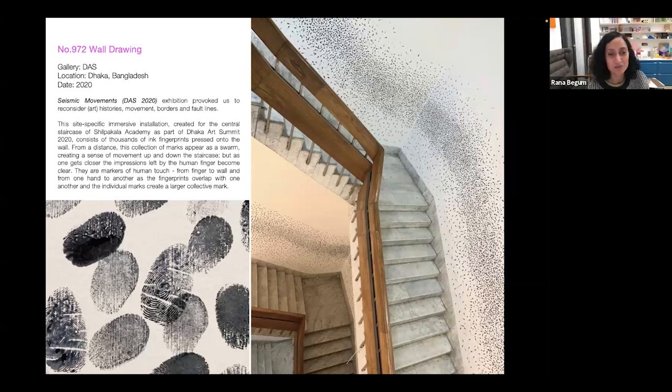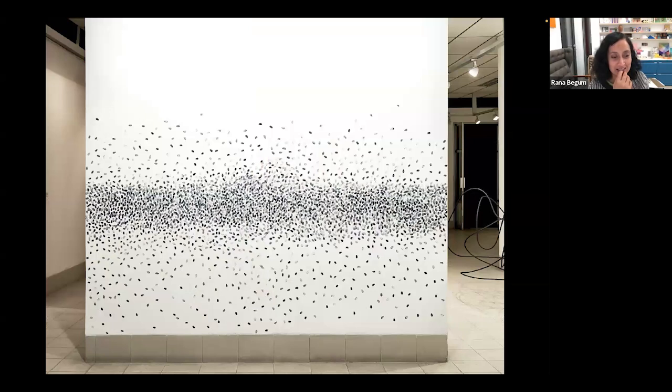So we'll touch on some of these quite briefly, just to give people an idea. This was another response to a building. It's a beautiful building in Bangladesh where I was doing the Dhaka Art Summit, the second round. And again, you can see how the work progresses and changes.